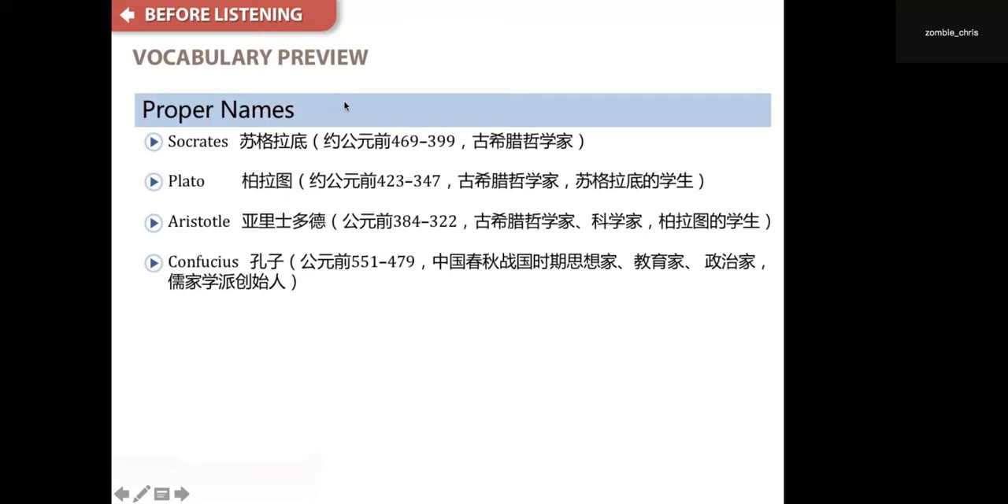It's impossible to have a discussion without talking about these three guys. Aristotle, not so influential as Socrates or Plato. Socrates, just be aware of the Greek pronunciation here. We have the long E sound, Socrates. It's not Socrates as you might imagine it to be in the English pronunciation.